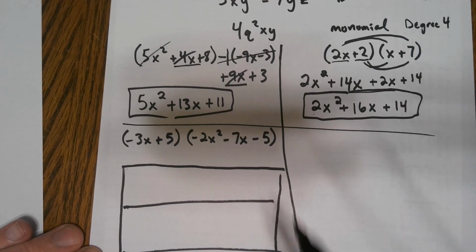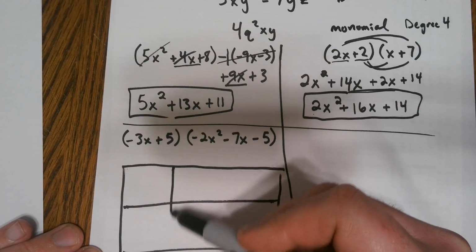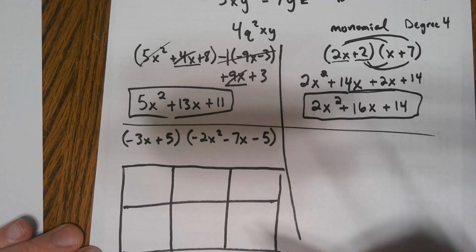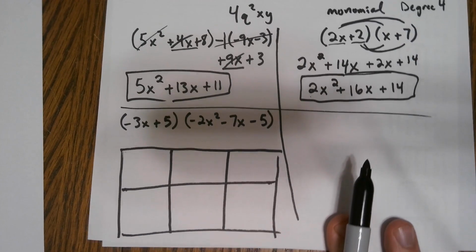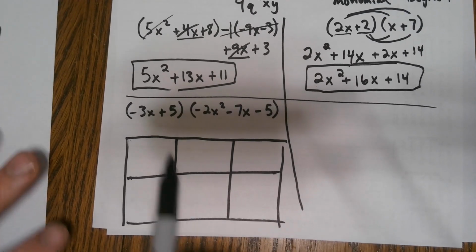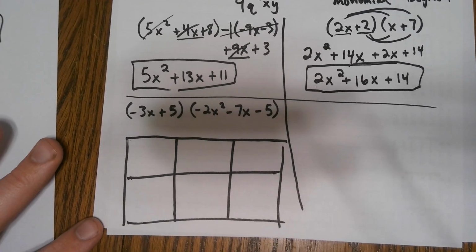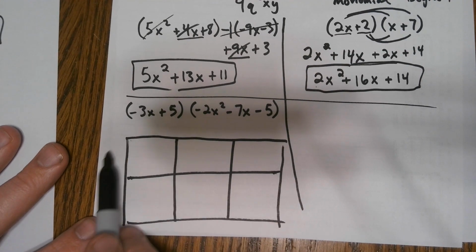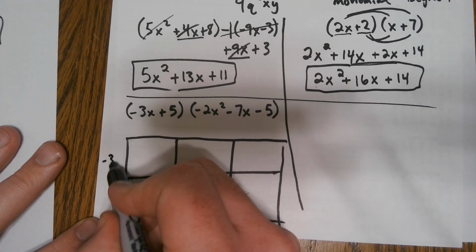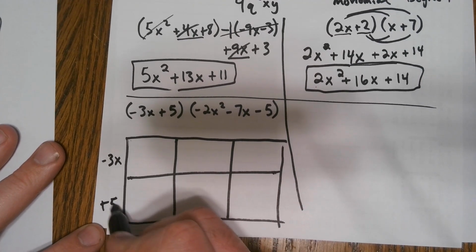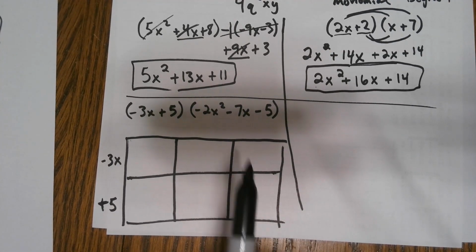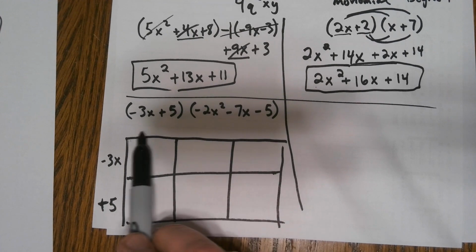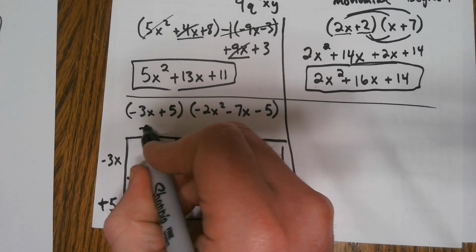The other way is the box method. So I'm going to make 6 boxes, similar to what I did here. And I'm going to take these two terms within this binomial and write them right here. So negative 3x and positive 5. And I'm going to take these three terms across the top.